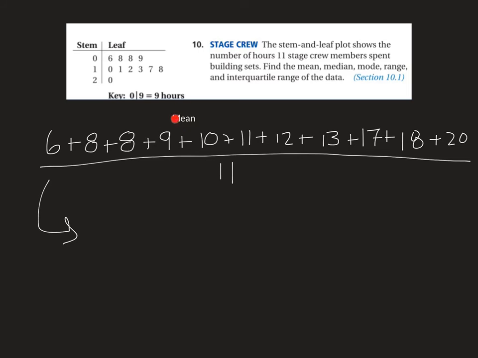Okay, so here we go. We're going to find the mean first. The first thing we want to do is add up all of our numbers. Make sure you got the numbers right here. We start at 6 and we end up at 20. You should have 11 of them.